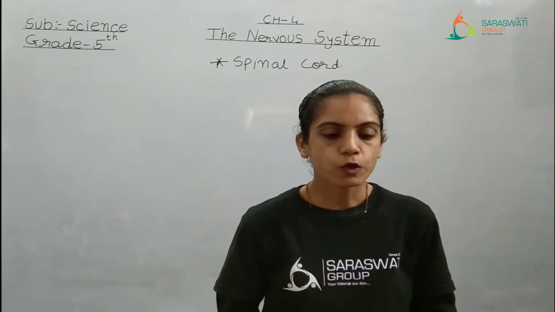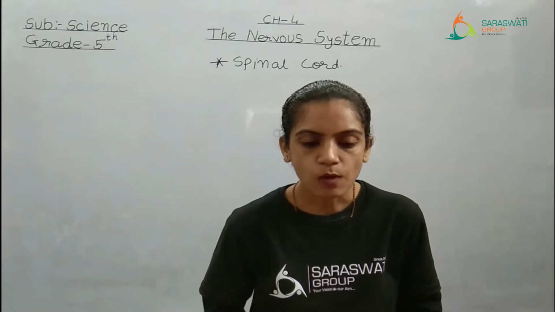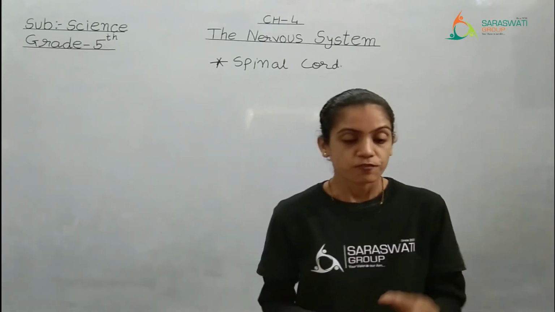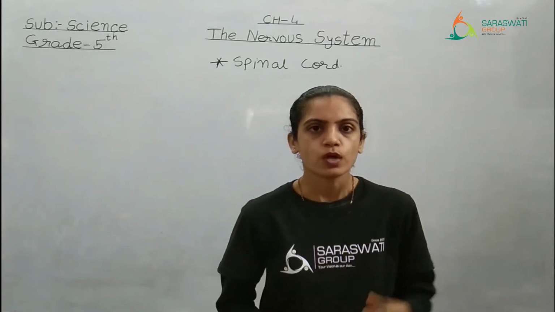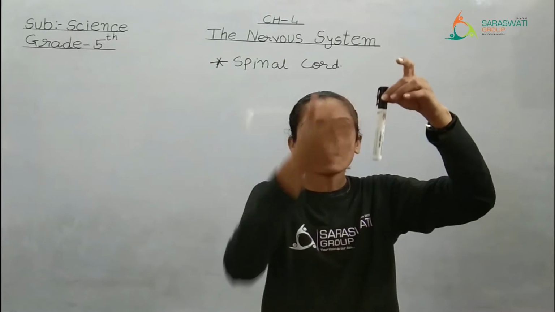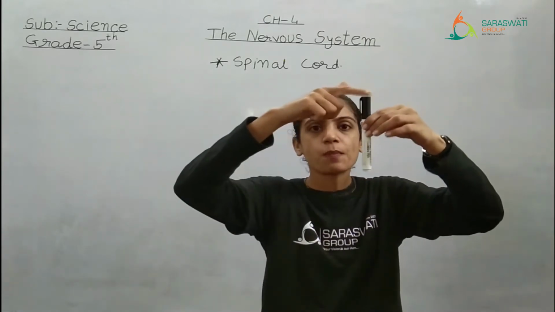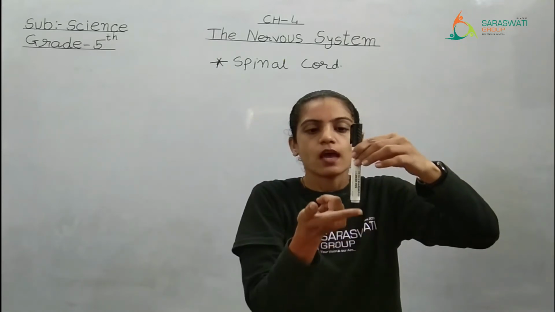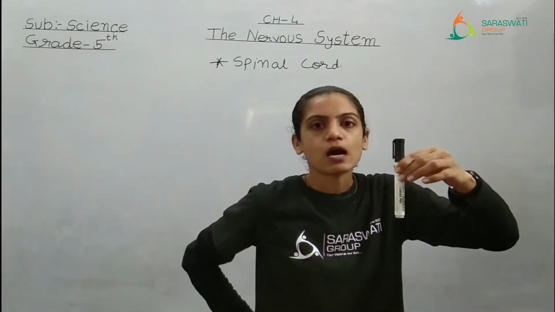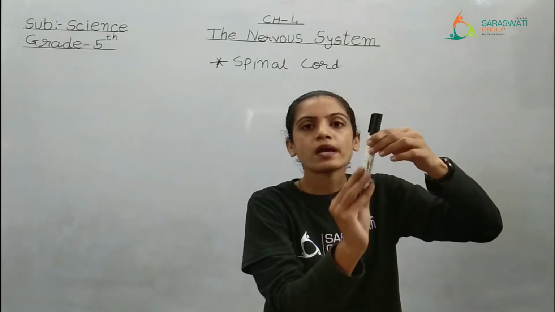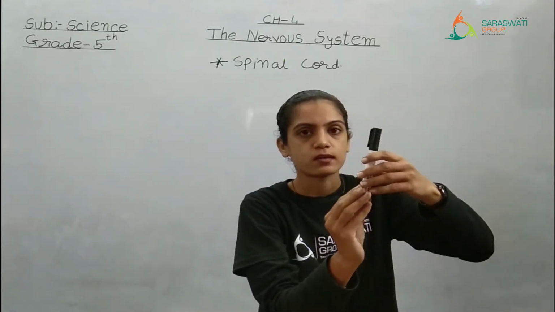It is a tube-like structure which is surrounded and protected by the vertebral column. If you see the picture, you will come to know that the spinal cord is something like a tube from top to bottom. This part of the spinal cord is connected with the brain, and this part is connected down till the lower backbone. But the spinal cord is very delicate.